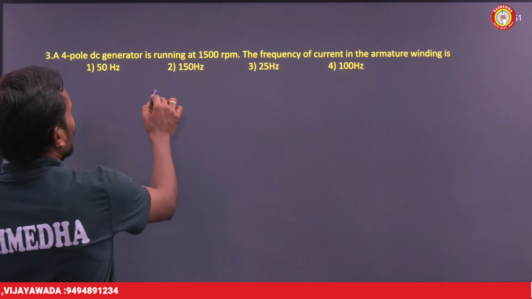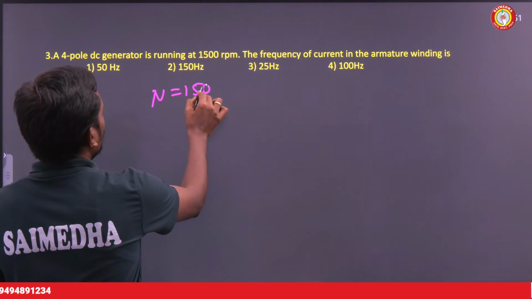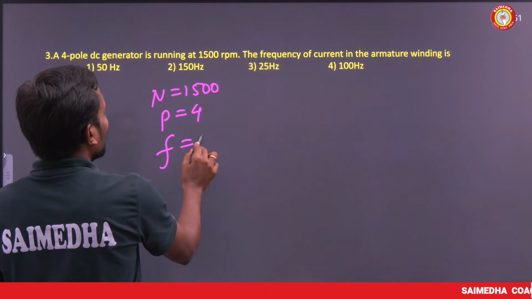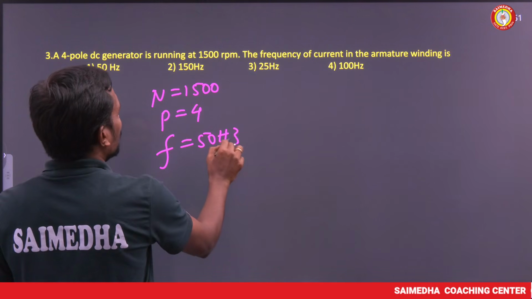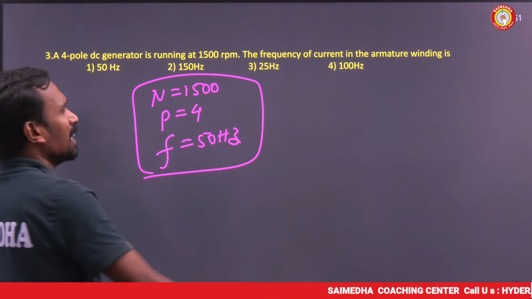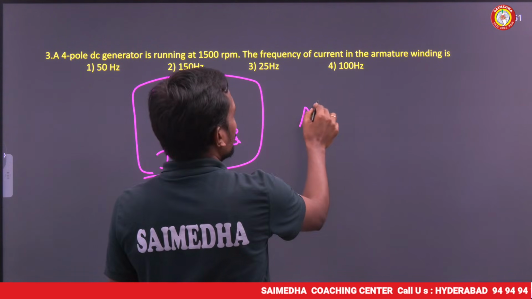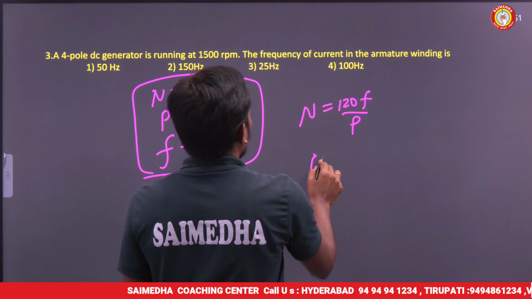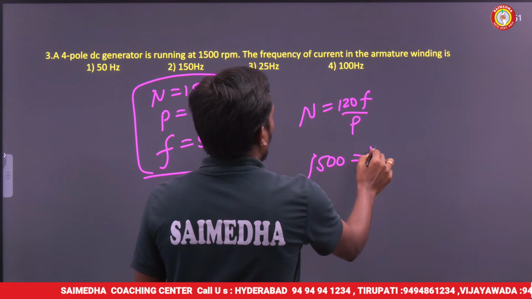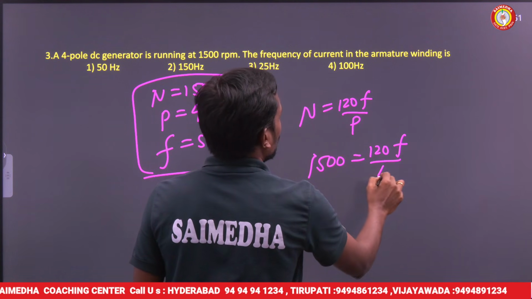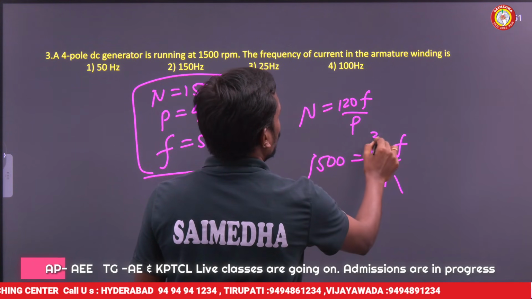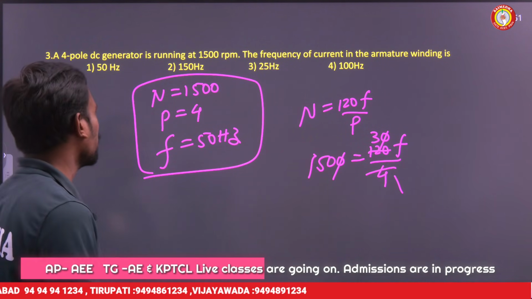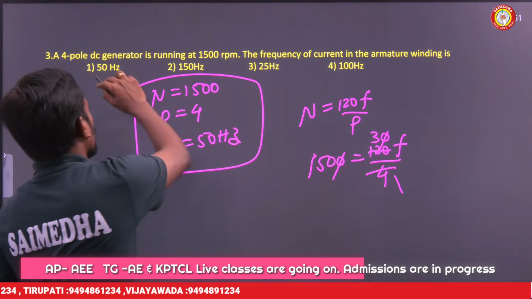A DC generator running at 1500 rpm, which is a 4-pole machine. 4-pole, 1500 rpm, find the frequency. We already know this standard formula: N is equal to 120 F by P. Speed given 1500, 120 into frequency by number of poles 4. 4 ones are 4, 4 30s are 120, 3 ones are 3, 3 50s are 150. The frequency is 50 Hz. Very simple question.